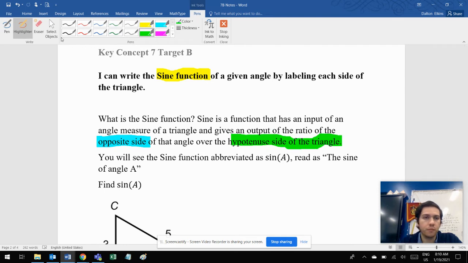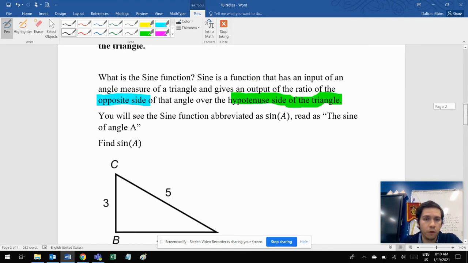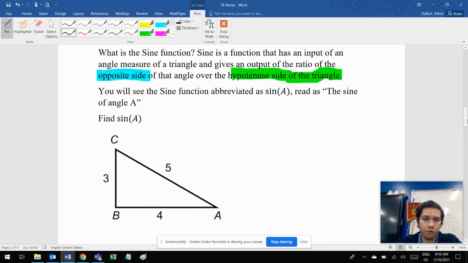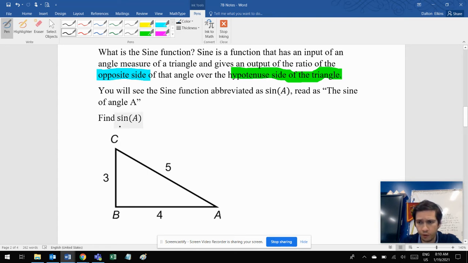of the triangle. So we are going to have to use the labeled sides of triangles that we had in the previous video, the opposite, adjacent, hypotenuse, and use that as part of a function to get a directed outcome. So you will see the sine function abbreviated as sin, and it'll be sin of an angle. So this is read as the sine of angle A is how you will see it. So if I have this triangle here, and I want to find the sine of angle A, or as it's written, sin of A, I need to identify angle A.